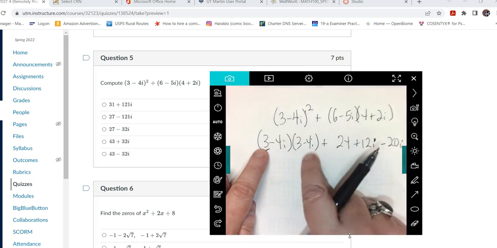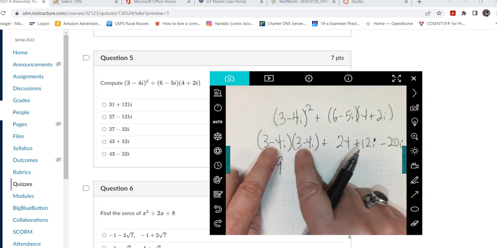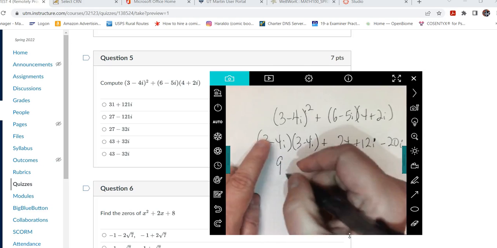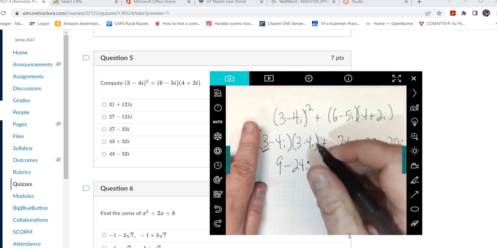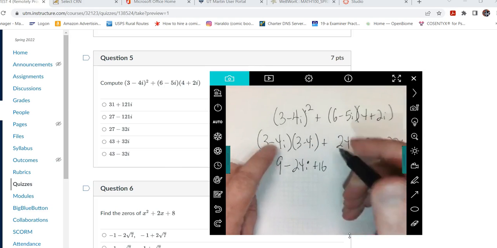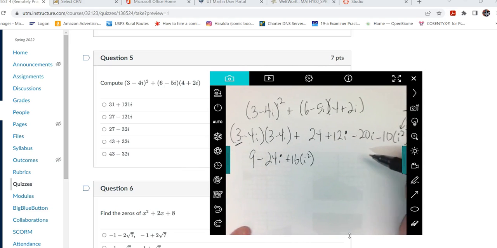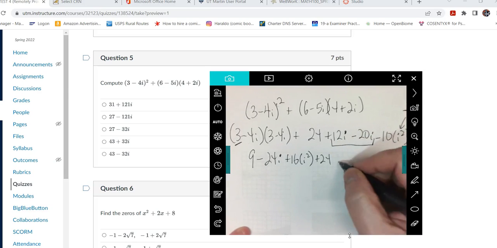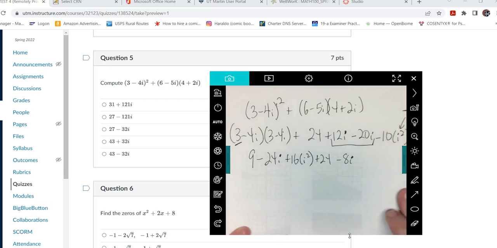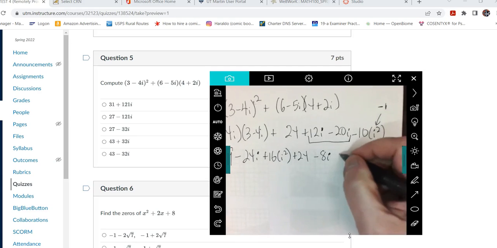Let's FOIL this. I'm going to have 9 minus 12i minus 12i. So that's going to give me minus 24i. And then I'm going to have negative 4 times negative 4 is 16, and i squared. Okay. All right. So I'm going to have plus 24. And here I'm going to have negative 8i. And here I'm going to have negative 10 times negative 1, which is going to give me positive 10.